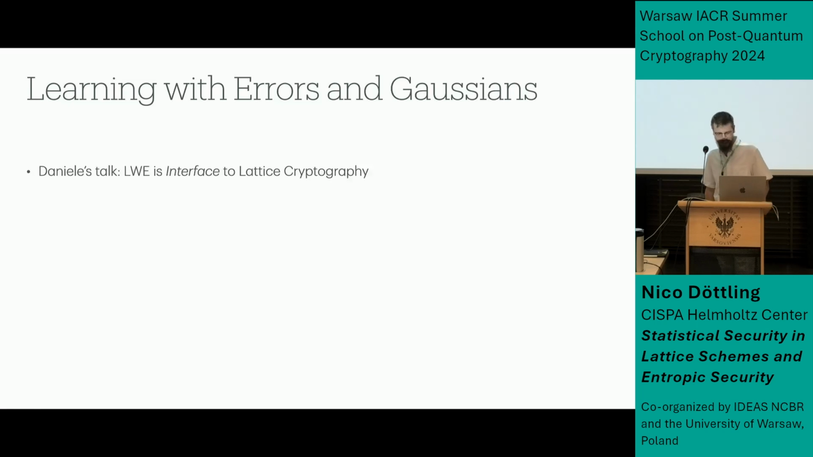Yesterday in Daniele's talk, we heard that LWE is essentially an interface to lattice cryptography, right? So in the definition of LWE, we're going to look at this in a moment, you basically don't really see a lattice. You see matrices over ZQ and error vectors, but it looks more like a discrete coding problem than what is really a lattice problem. So what LWE does, it connects the worst case hardness of lattices with, let's say, an instrument or some assumption that is handy to build cryptographic schemes from.